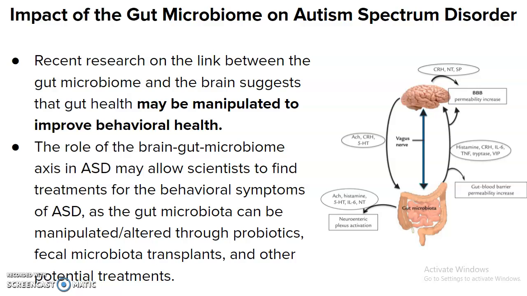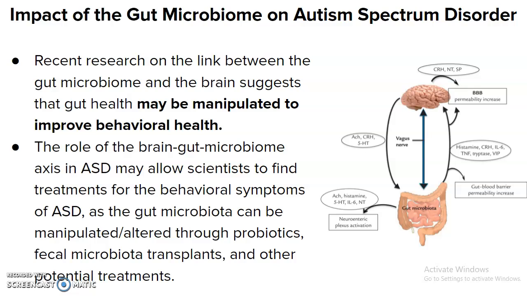And the role of the brain-gut microbiome axis, which is, as you can see right here, I won't go into the details, but basically the brain communicates with the gut very closely. And this might help scientists find treatments for the behavioral symptoms of ASD, or autism spectrum disorder. This is because the gut microbiome can be manipulated more easily through things like probiotics, fecal microbiota transplants, and other different types of treatments.